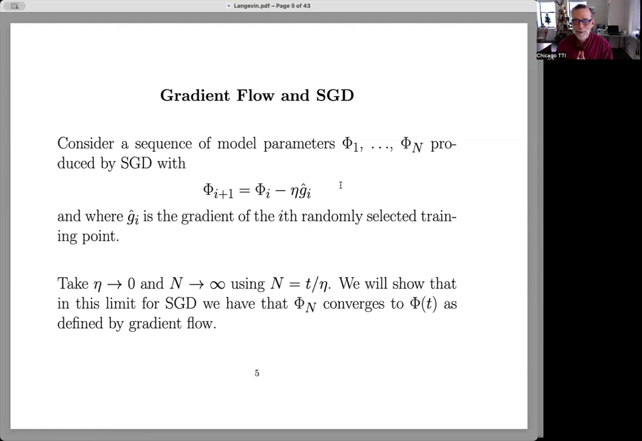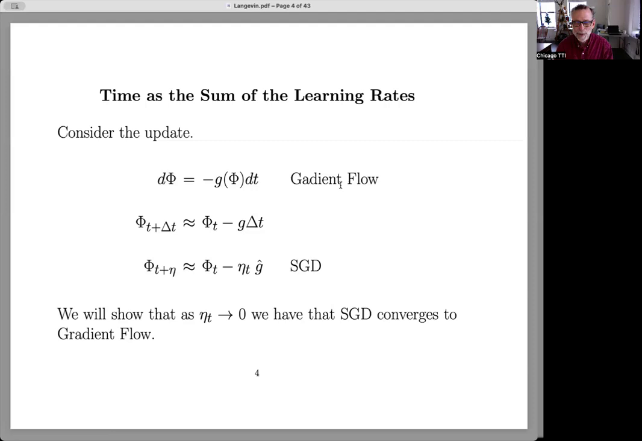I apologize for proofs. What you really want to remember is this fact, that as eta t goes to 0, as the learning rate goes to 0, our SGD algorithm will approximate gradient flow. It will become arbitrarily accurate in approximating gradient flow. It will converge to gradient flow.